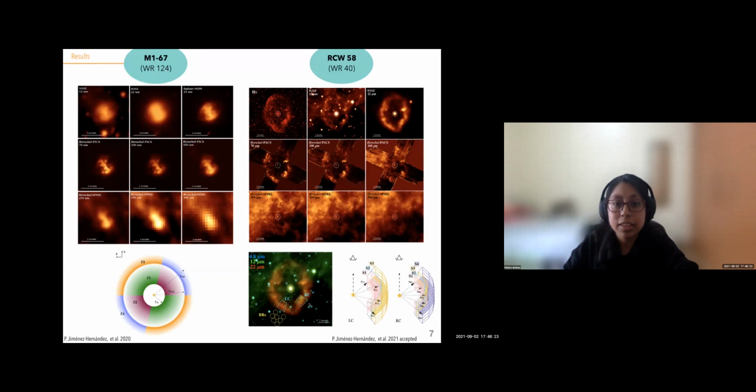Here I also show you the schemes of the models of the nebulae. We can reproduce the observations in the optical and infrared ranges of wavelengths. In the case of M1-67, we need a model consisting of 4 zones, 2 zones in an inner shell and 2 more in an outer shell. On the other hand, we model the LC and RC regions as multi-layer clumps.